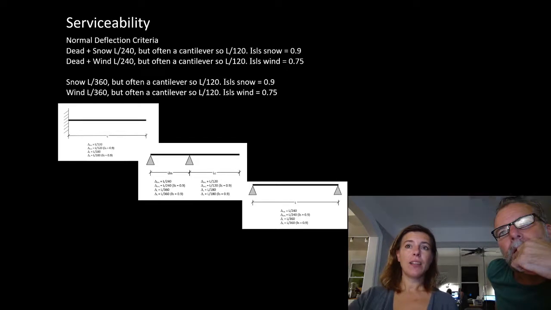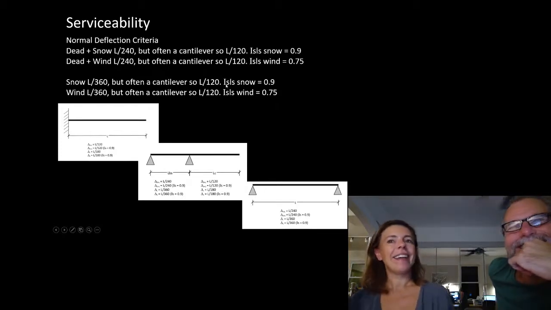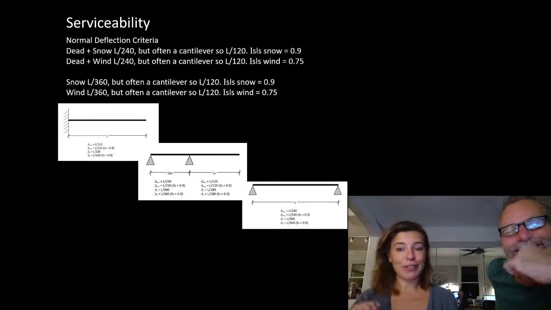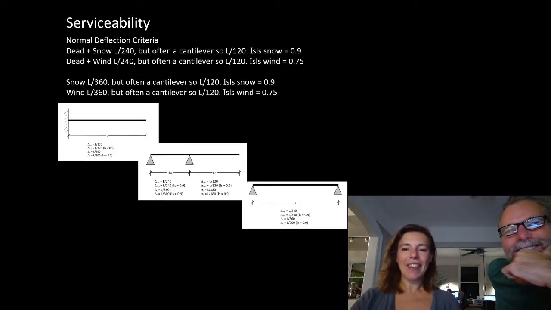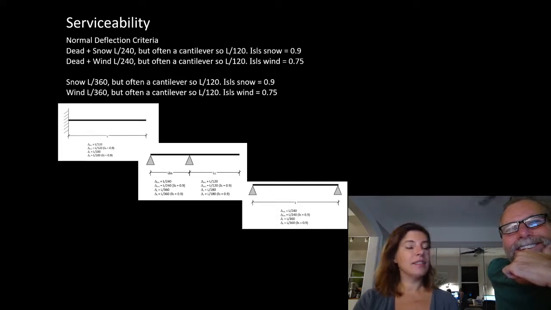ISLS. I went to great trouble to change the font so that it was recognizably an I. Right. So that's our importance factor for serviceability limit states. Yeah, I have to actually go through every time I write this and change the font, because all the standard fonts make an I look like an L. Yeah.